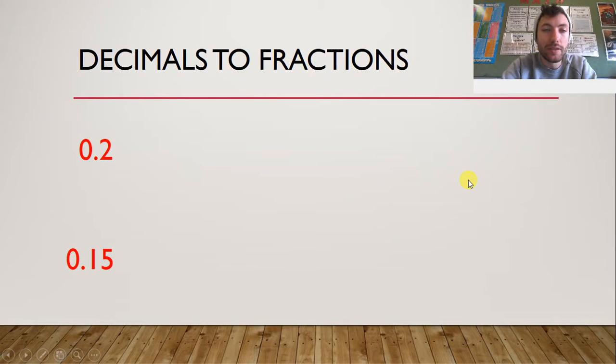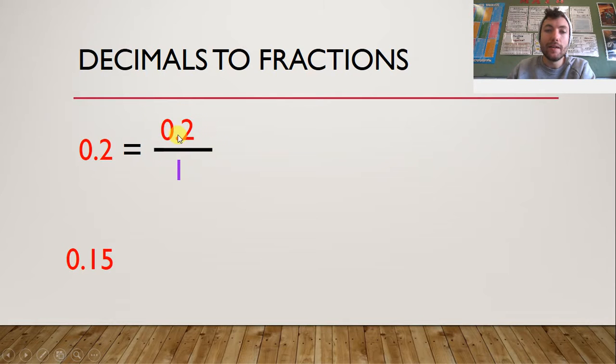Decimals to fractions. So if we've got 0.2 and we want to make it into a fractional form, we just have to put it over some number. We can write any number over 1. So we have 0.2 over 1. But what we want to do is not have a decimal on top.